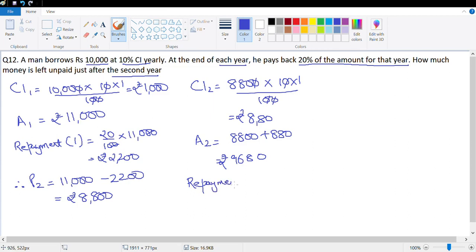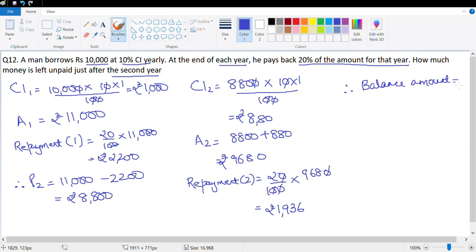How much does he repay? Repayment the second time is equal to 20% of 9,680. So this is 968 into 2, that's 1,936. That's rupees 1,936. Therefore, balance amount at the end of 2 years will be equal to 9,680 minus 1,936, which is equal to rupees 7,744.